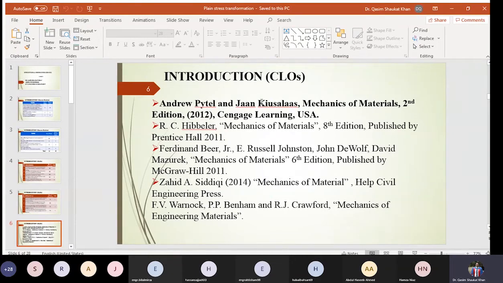The other books which you can use basically for Dr. Numan's portion, they are Andrew Pytel and John Quaslas. Then you can use this Ferdinand book. Zahid Ahmed Siddiqui book will not cover much here. So these books you can use. For my portion, I will be following this R.C. Hibbeler, Mechanics of Materials, 8th edition.